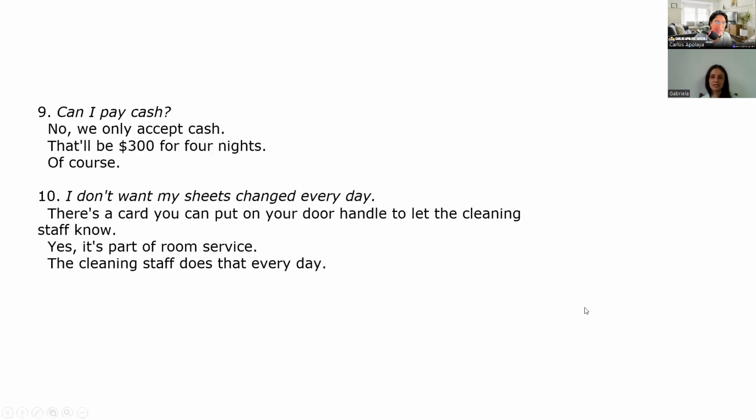3 nights. Yes. Can I pay cash or can I pay by cash? Can I pay in cash? Can I pay by cash? What's your answer? Of course, that's true. Number 10. I don't want my sheets changed every day.